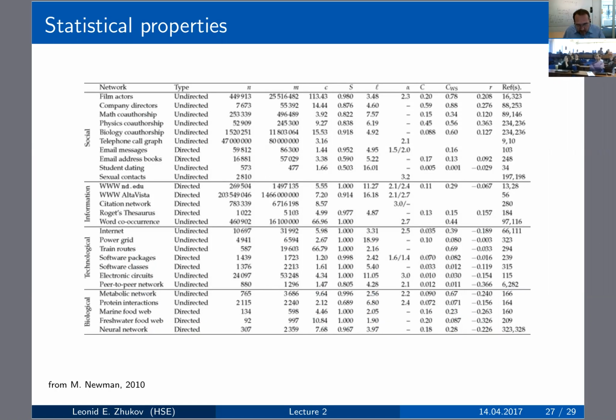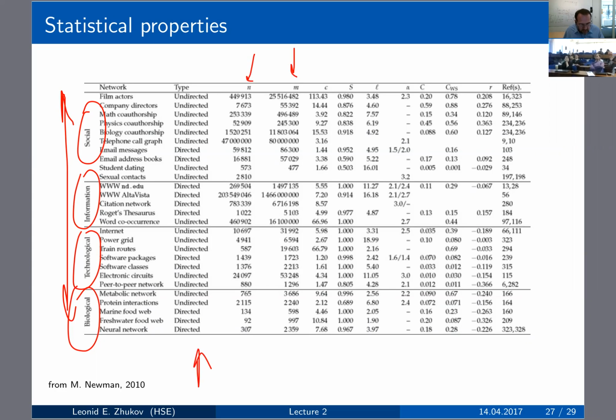But the point I'm trying to make here is the following. These are all different types of networks. We have social networks, information networks, sociological networks, biological networks. And these are very different types of networks, and these are their sizes. You realize some networks have a size of around 500, some have a size of around 700,000, and some networks have a size of millions.